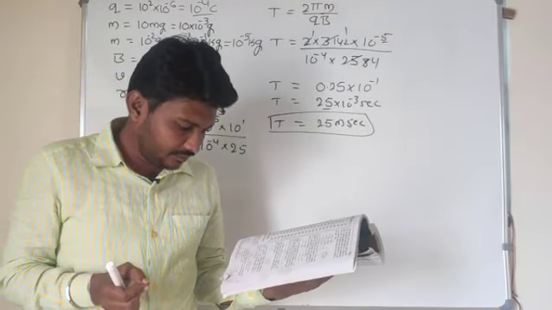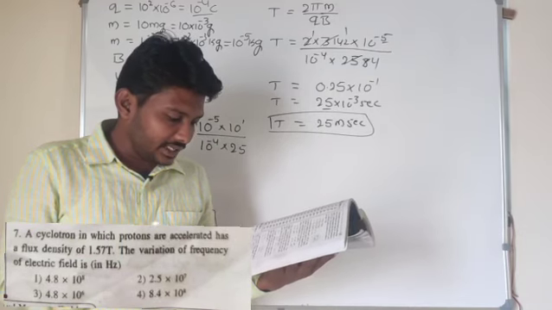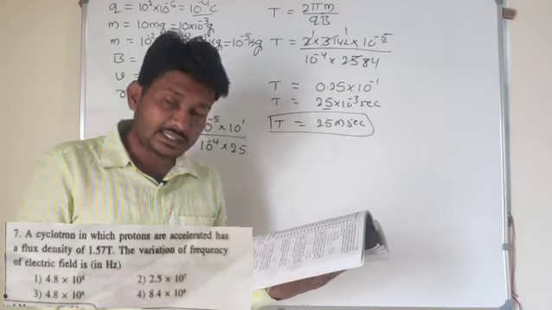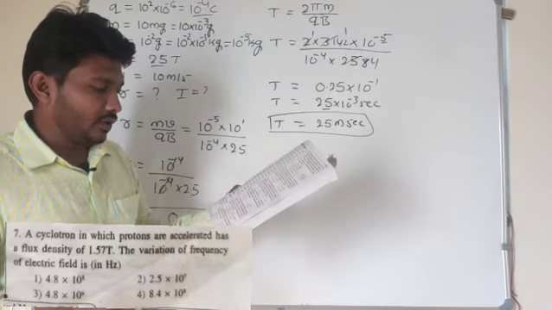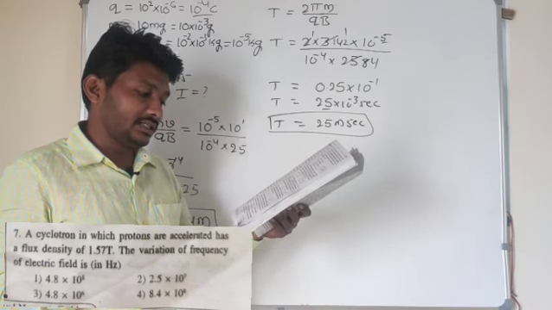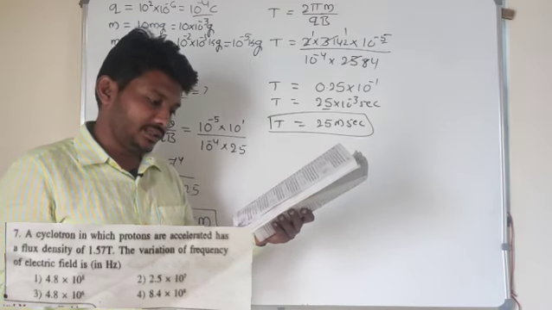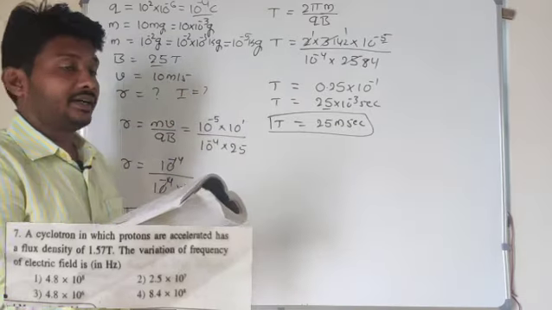We'll go for the next one. Cyclotron. A cyclotron in which protons are accelerated has a flux density. Flux density means magnetic flux. A cyclotron in which protons are accelerated has a flux density of 1.57 Tesla. Variation of frequency of the electron is.